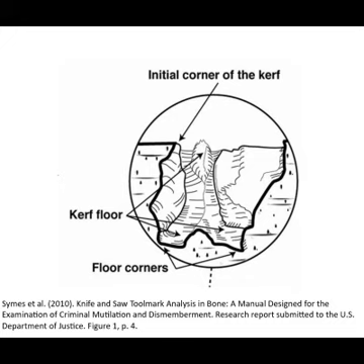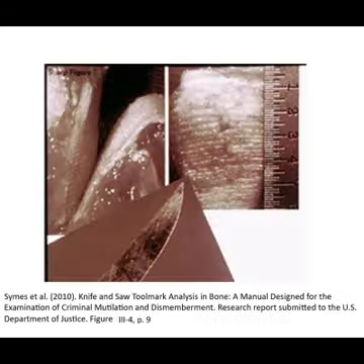With any sharp force trauma wound, you get what's called a kerf. This is the incision left in the bone, and the shape of the kerf can help you determine what made the wound. The following images are taken from a report done for the DOJ by Steve Symes and colleagues who are specialists in this area. They were giving guidelines on how to distinguish sharp force trauma. You can see in this figure, which is included in their report, that the kerf has certain features. These features help us determine what kind of weapon made the cut.